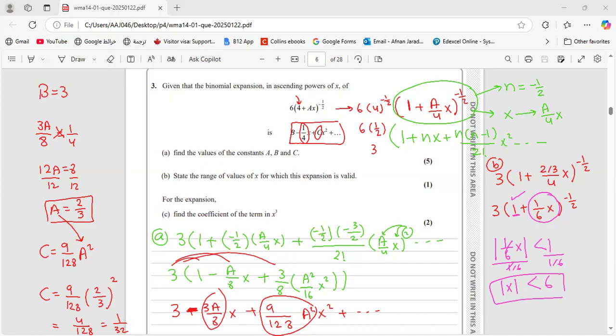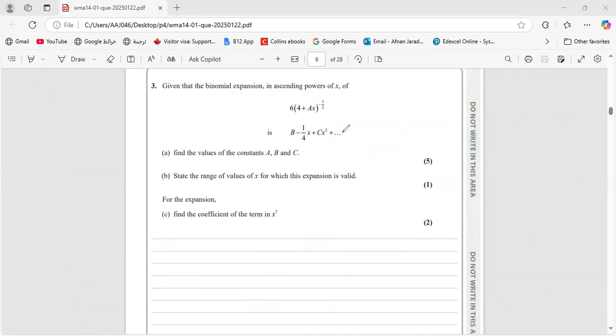This is b. Going to c, find the expansion. For the expansion, find the coefficient of the term in x to the power of 3. To find the x to the power of 3 term, we use the expansion: the outside 3, multiplied by n times n minus 1 times n minus 2 over 3 factorial, x to the power of 3.